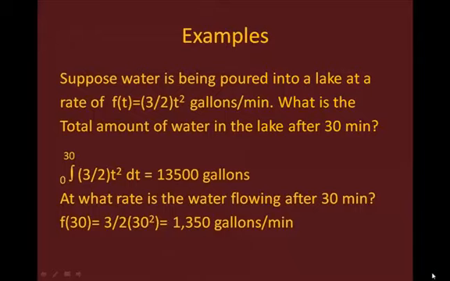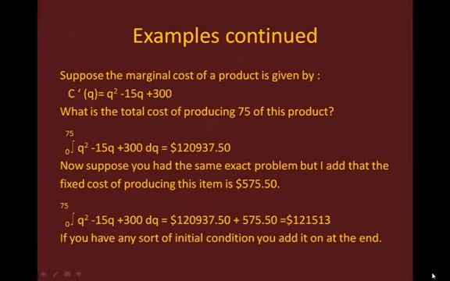Let's look at another example. Suppose the marginal cost of a product is given by c prime of q equals q squared minus 15q plus 300. What is the total cost of producing 75 units of this product? Well, again, the word total should tip you off that you want to integrate. If you integrate marginal cost, you get total cost. So we want to know 75 units of this product, so we'll integrate from 0 to 75 of our marginal cost. You'll do that part on your calculator, and you'll get $120,937.50. That's going to be your total cost.